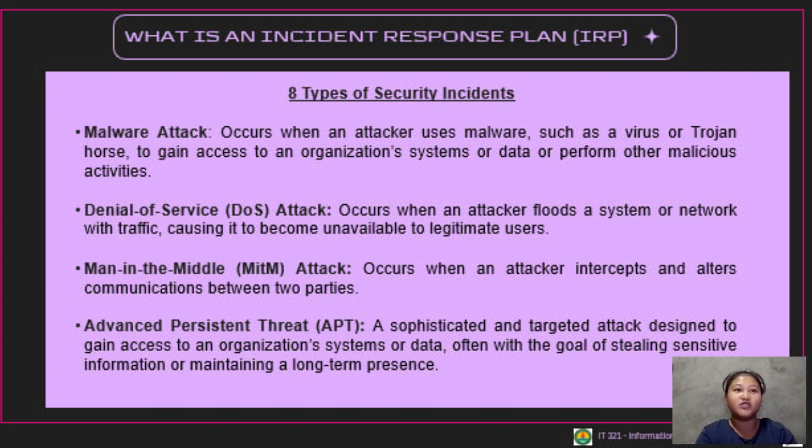Man-in-the-middle attack occurs when an attacker intercepts and alters communications between two parties. Advanced persistent threat: a sophisticated and targeted attack designed to gain access to an organization's system data, often with the goal of stealing sensitive information or maintaining a long-term presence.